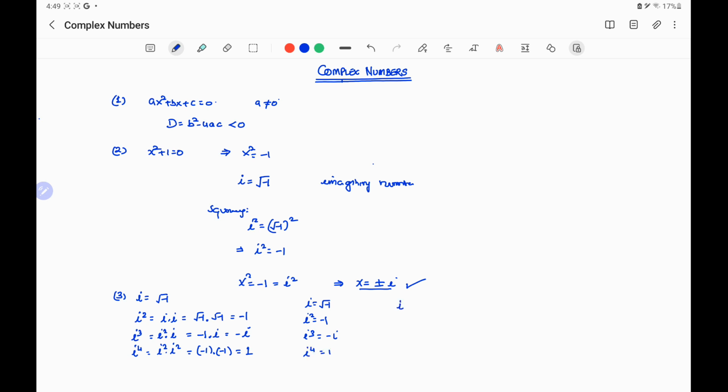In general, we can write that i raised to the power 4m plus 1 is equal to i, having the value root minus 1, where m is an integer. Similarly, i raised to the power 4m plus 2 is equal to i square, and it has the value minus 1. i raised to the power 4m plus 3 will have the value of i cube, and it has the value minus i. And i raised to the power 4m plus 4 will be equal to i raised to the power 4, and it has the value 1.